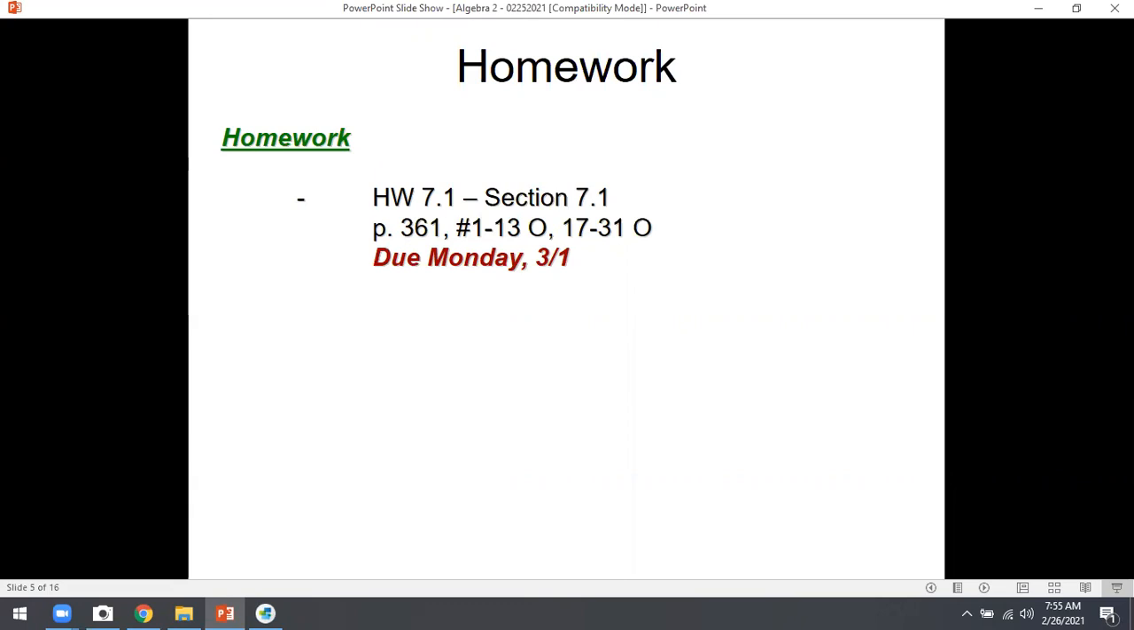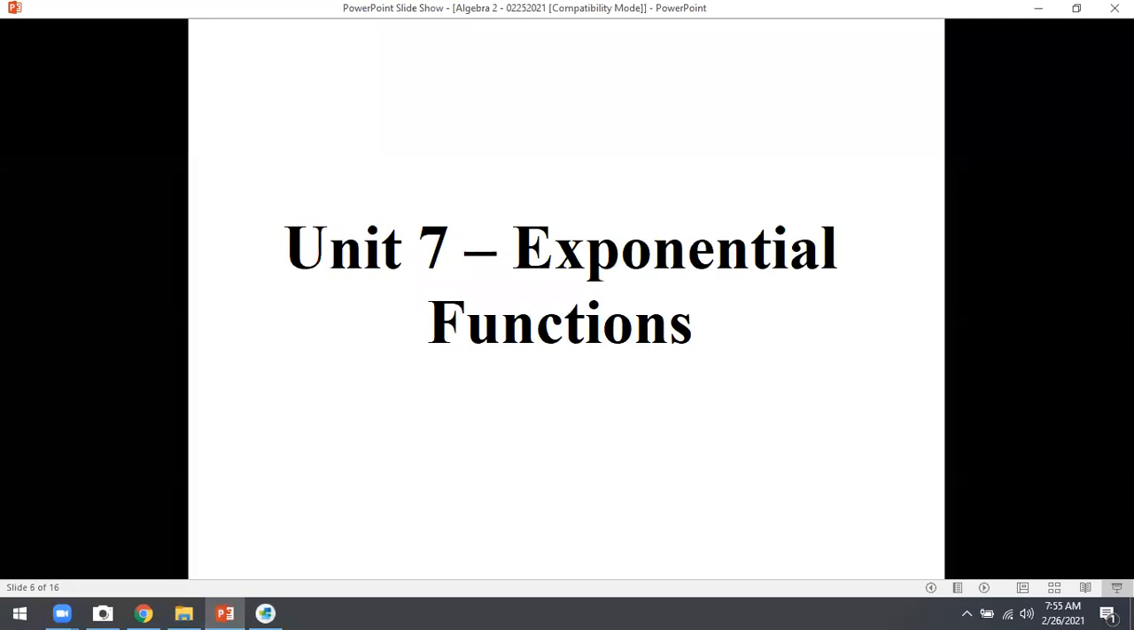All right, notes, notes, notes, new unit, new heading for your notes. This is Unit 7, exponential functions. Here we go, exponential functions. This will follow us for the next couple units. This unit will be about exponential functions.